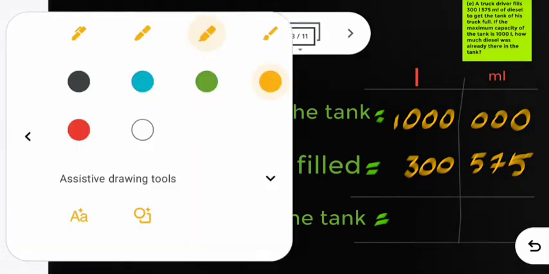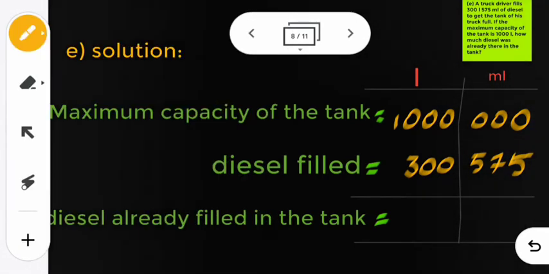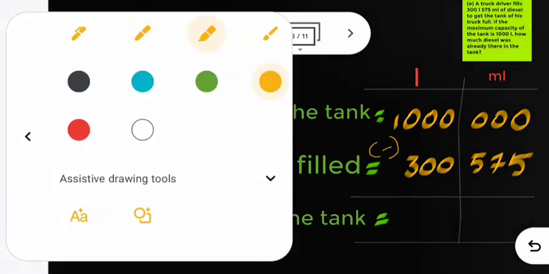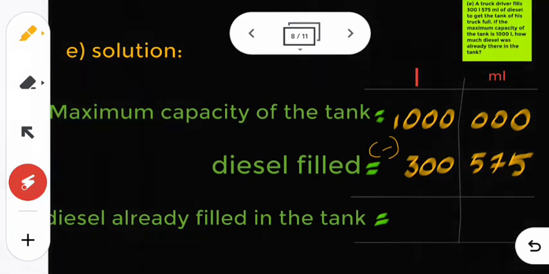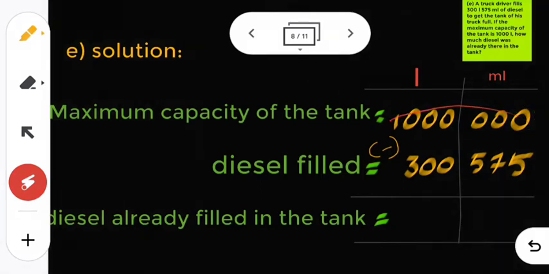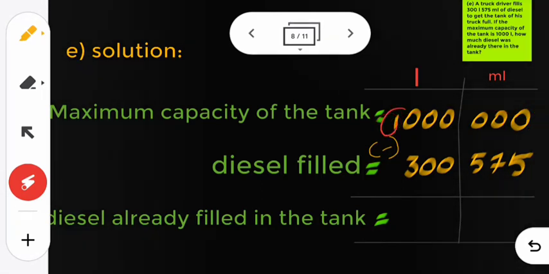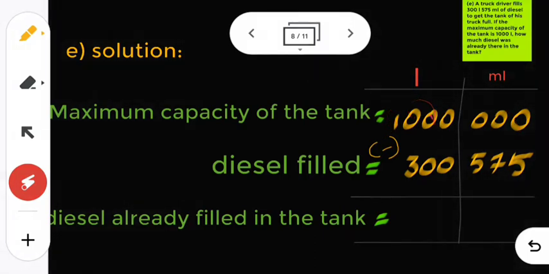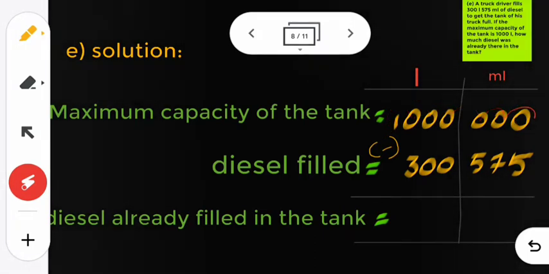575 milliliter. So now what you have to do? This is minus. To find how much was already there, you have to minus. So let's minus now. You cannot minus here. 5 is big, 0 is small, so you cannot minus. So you have to borrow all the way from the 1. From 1 directly you cannot borrow here, so you have to give to the next digit. From there you will give to the next, like that only it will come.